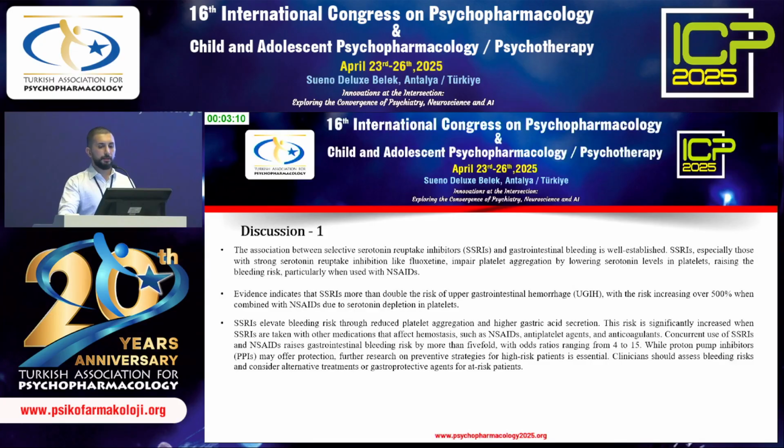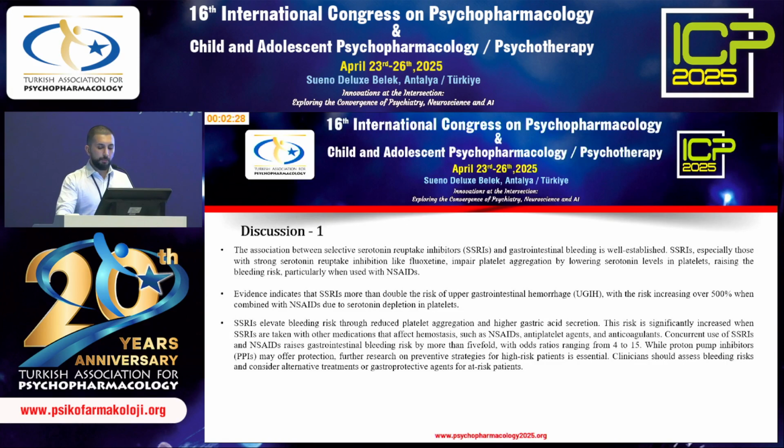So when we come to the discussion part, the association between selective serotonin reuptake inhibitors, the SSRIs, and gastrointestinal bleeding is well established. The SSRIs, especially those with strong serotonin reuptake inhibition, like fluoxetine, impair platelet aggregation by lowering serotonin levels in platelets, raising the bleeding risk, particularly when used with NSAIDs. Evidence indicates that the SSRIs more than double the risk of upper gastrointestinal hemorrhage, with the risk increasing over 500% when combined with NSAIDs due to serotonin depletion in platelets.